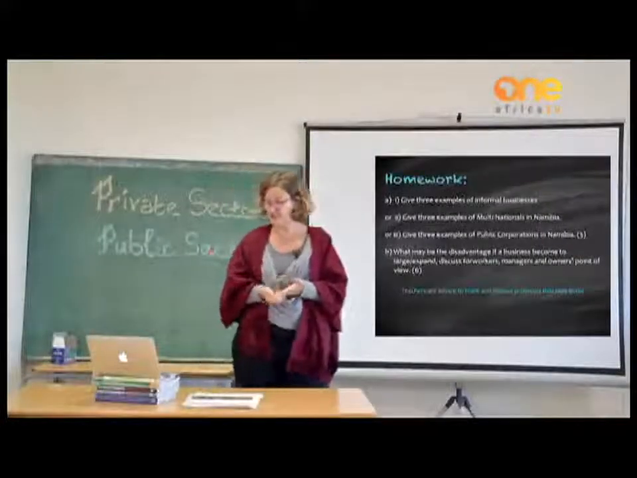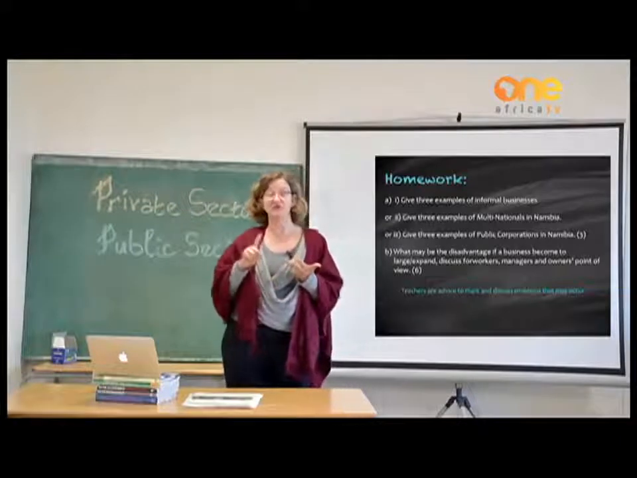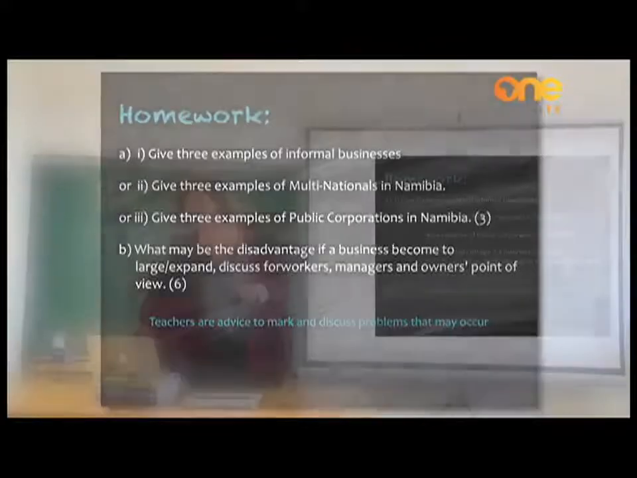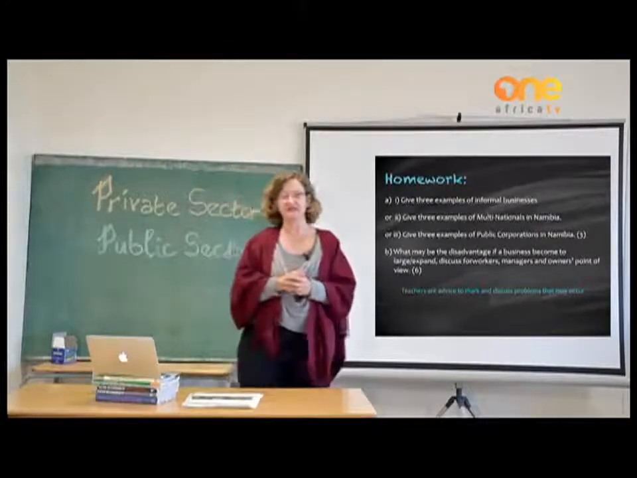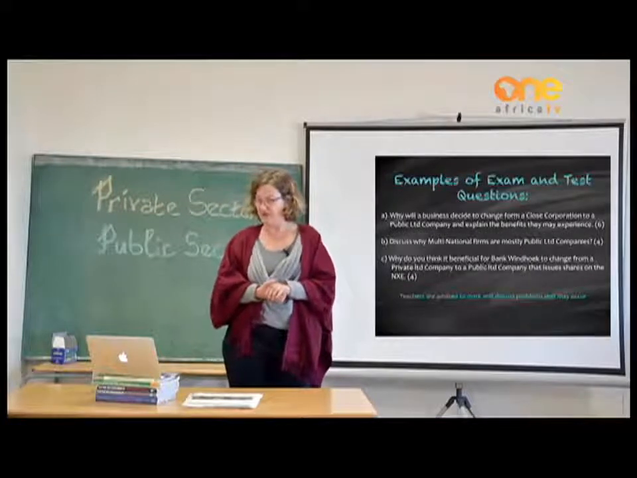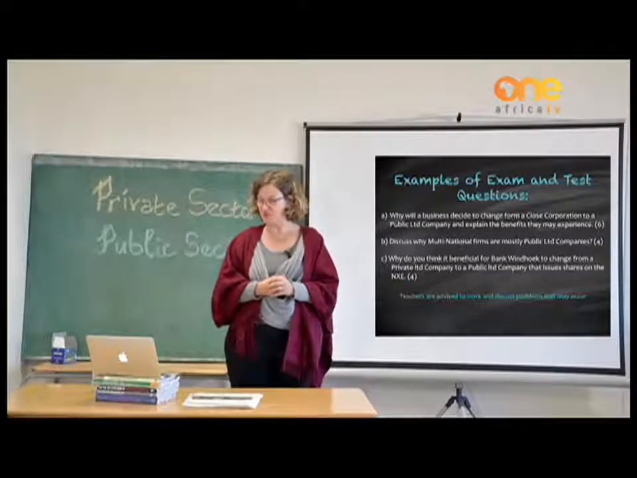Okay, we have examples. Give 3 examples of an informal firm. Give 3 examples of a multinational in our country, or 3 examples of a public corporation. For each of them, you can ask 3 points, and then look at the disadvantages if a firm becomes so big that they lose control actually. And look at whether you can come up with answers of why it is a disadvantage if a firm becomes too big.